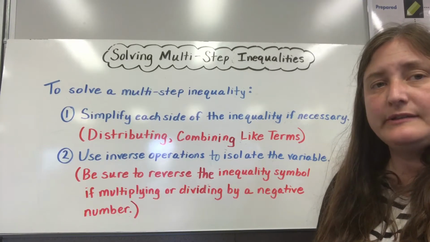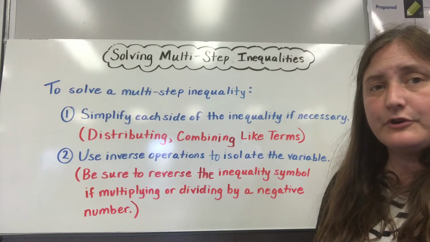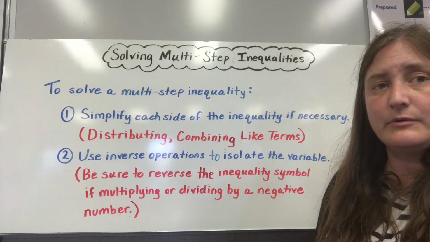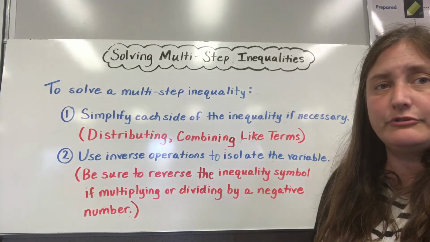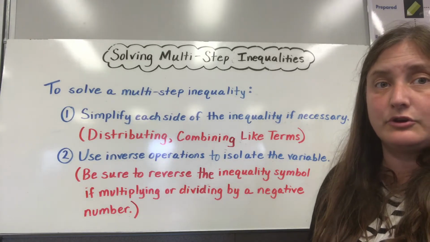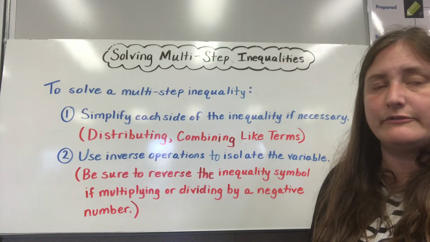Today we're solving multi-step inequalities, and in order to solve a multi-step inequality, you first want to simplify each side of your inequality if possible. So things that you might do to simplify are use the distributive property or combine like terms. Then you want to use inverse operations in order to isolate your variable.